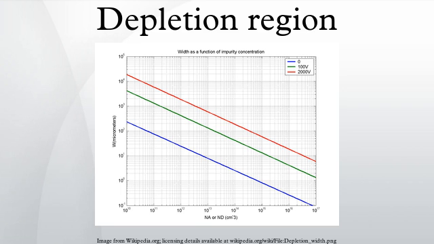Formation of depletion region in an MOS capacitor. Another example of a depletion region occurs in the MOS capacitor. It is shown in the figure to the right, for a P-type substrate.